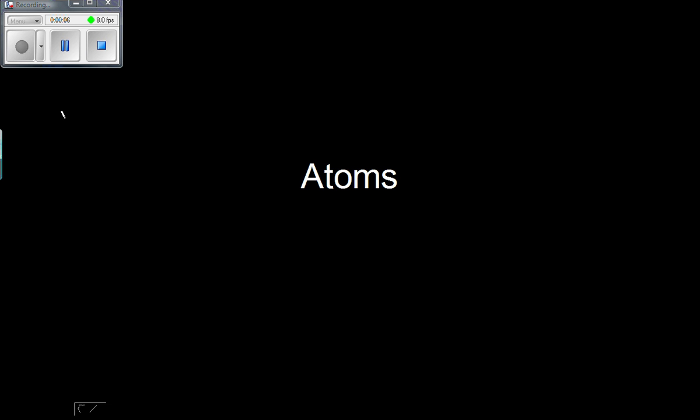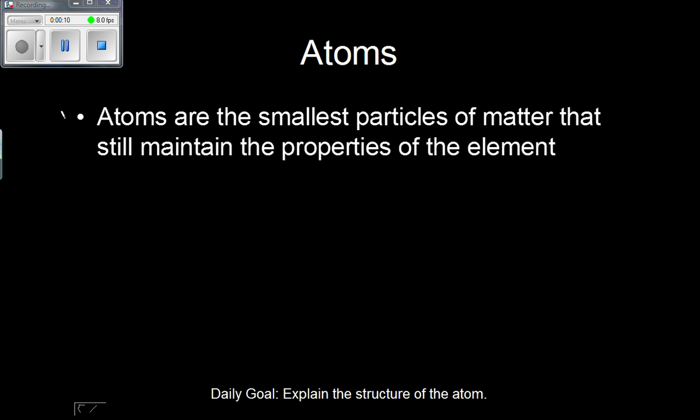You probably already know that atoms are what make up everything that exists. Atoms are the smallest particles of matter that still maintain the properties of the element. This means that a single atom of copper would have all of the same properties as a copper wire does.